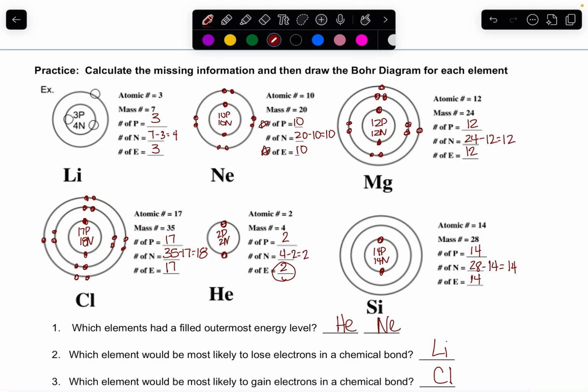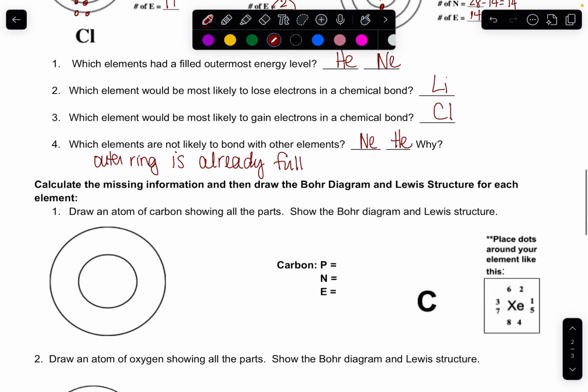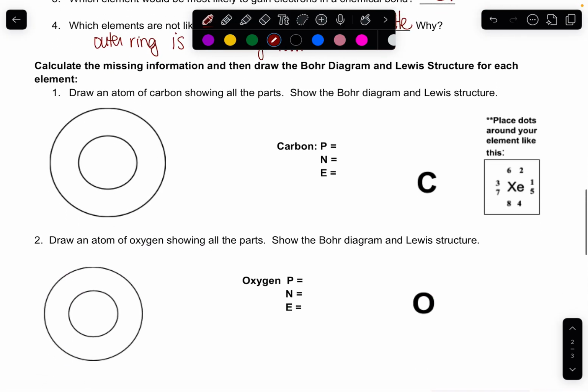1, 2, that one's full. 3, 4, 5, 6, 7, 8, 9, 10, that one's full. 11, 12, 13, 14. I'm going to skip these questions because we talked about them in class, and now I'm going to start looking down here at carbon.